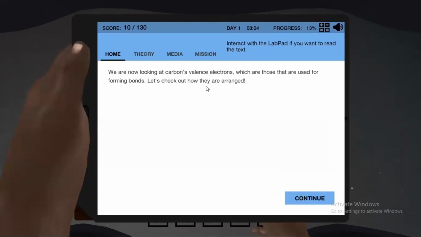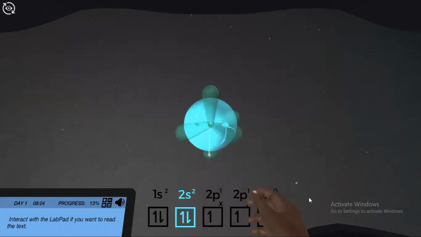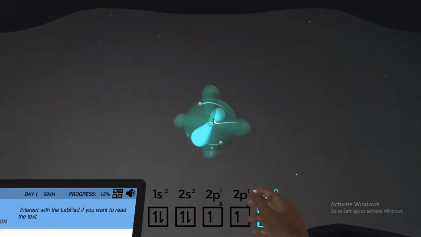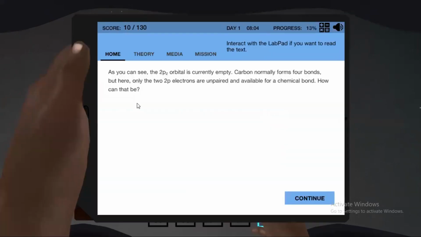We are now looking at carbon's valence electrons, which are those that are used for forming bonds. Let's check out how they are arranged. 2 electrons are orbiting in the 2s orbital, and 1 electron is orbiting in each of the 2px and 2py orbitals. As you can see, the 2pz orbital is currently empty. Carbon normally forms 4 bonds, but here, only the 2 2p electrons are unpaired and available for a chemical bond.